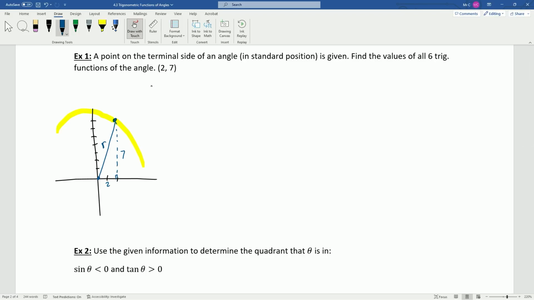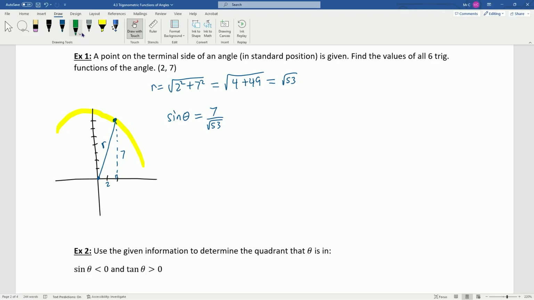So in other words, I have to figure out what r is first before I can evaluate any of this stuff. So what do I know? I know r is the square root of 2 squared plus 7 squared. That's the square root of 4 plus 49. That's the square root of 53. So if I want sine of theta, that's my y value, 7, divided by r. That's the square root of 53.